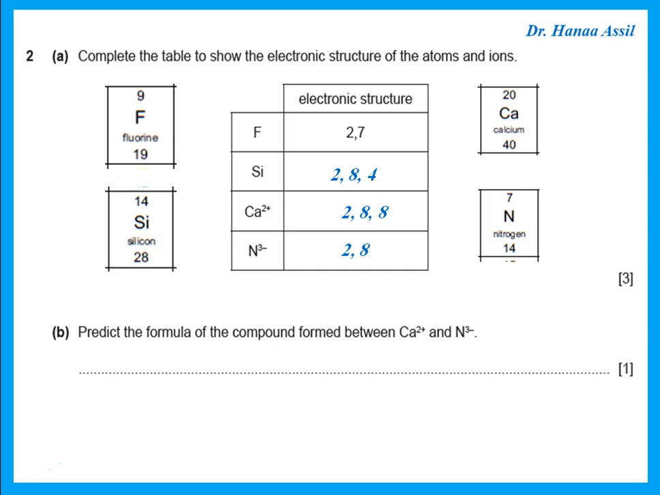Well, we said the number of charges is the same as the valency. So if I say Ca2+, that means Ca has a valency of 2.